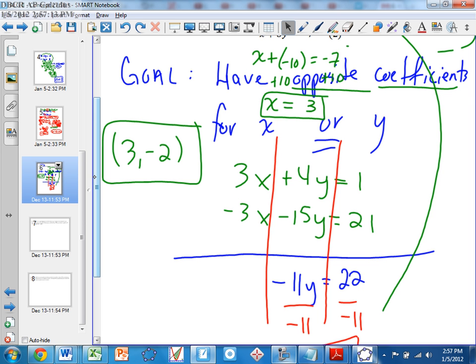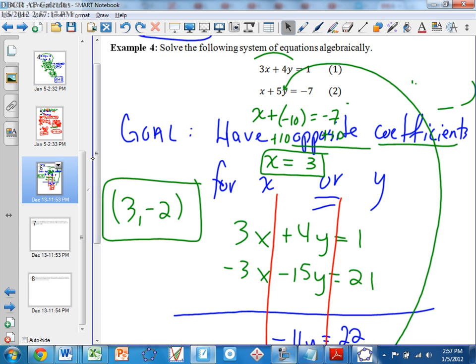For which one? Right here, how do we get the 3? To get the 3 here, we had x plus negative 10 equals negative 7. Add 10 to both sides. 10 and negative 7 gives you positive 3.